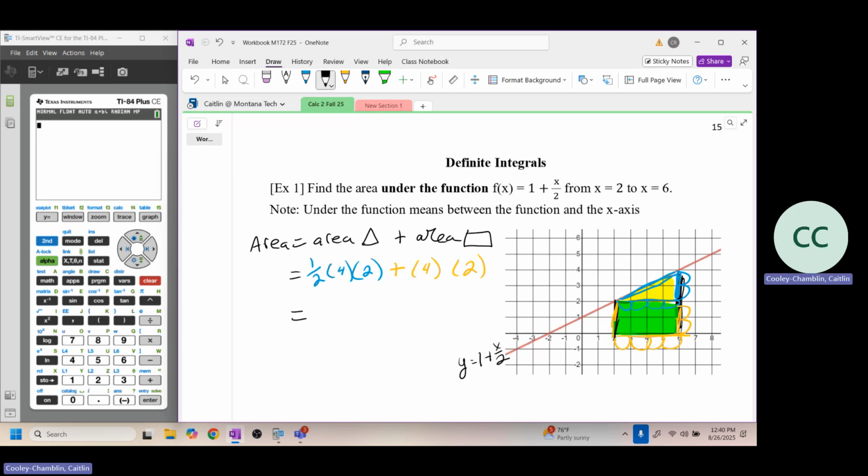And I'm going to calculate this out. Handy dandy calculator. So I have 1/2 times my base 4 times my height 2, that was for my triangle, plus the area of my rectangle, which was just 4 times 2. Enter, and we get 12. So the area of this entire shape is 12.